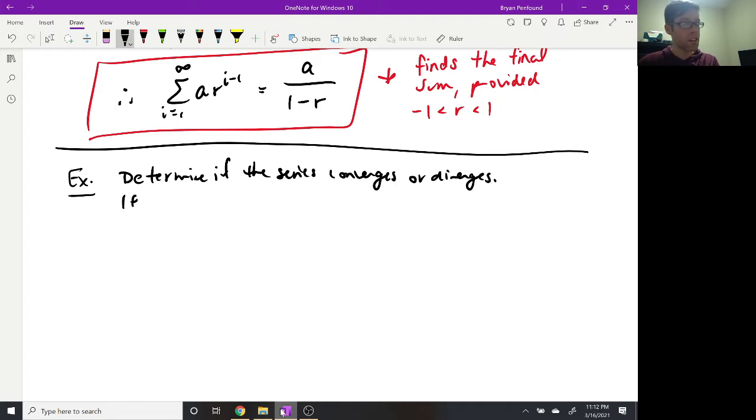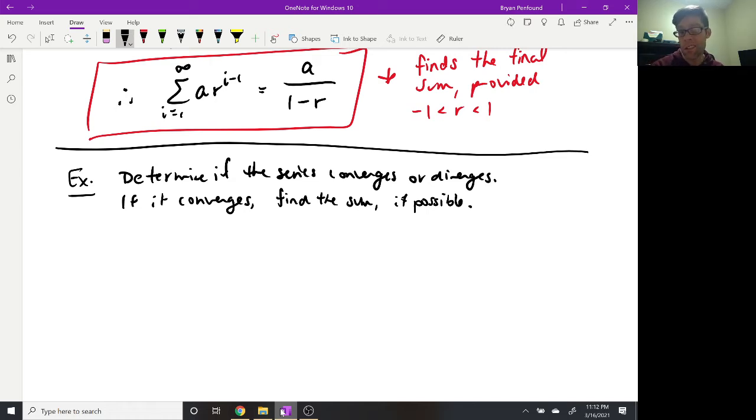And if the series does converge, we're going to have a go at actually trying to figure out what the sum should be. We're going to try to see if we can find that defining number, capital L. Okay, so number 1. Let's work through our 6 examples.